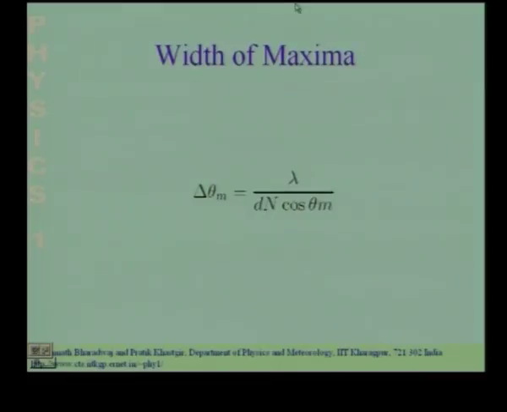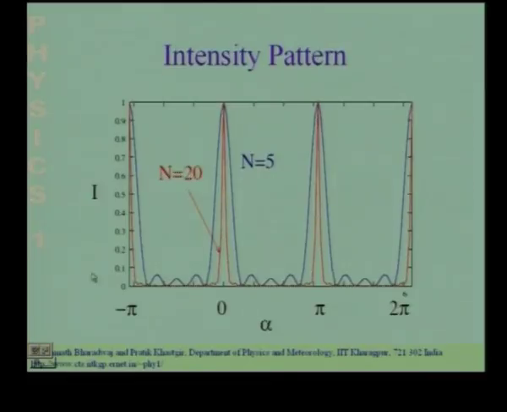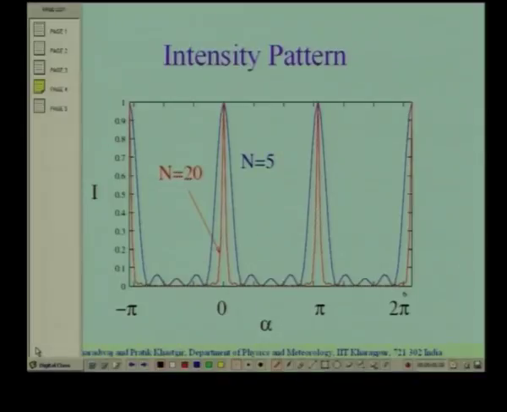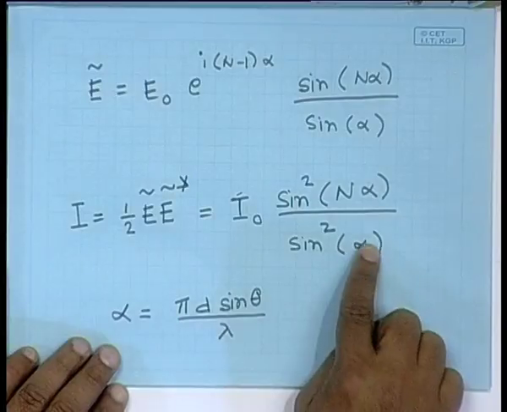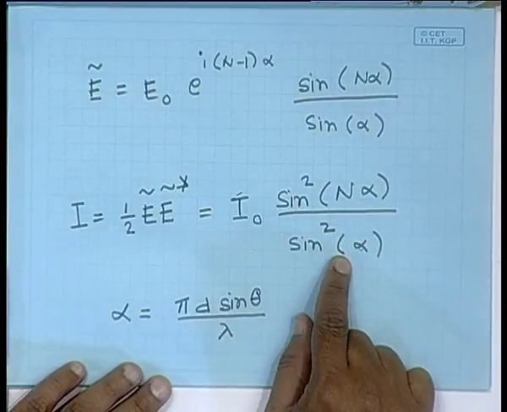So, we shall refer to these maximas as the primary maximas. And the primary maximas occur whenever the denominator becomes 0, which is alpha equal to 0, pi, etc.